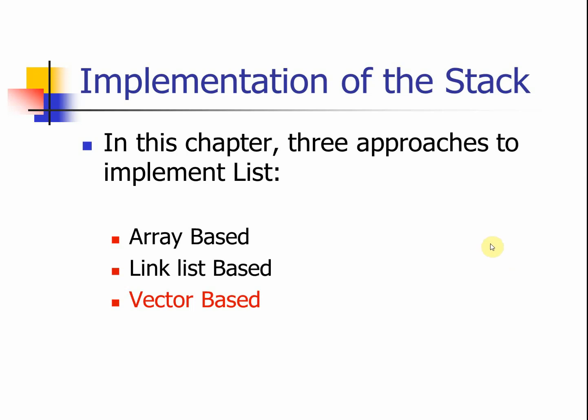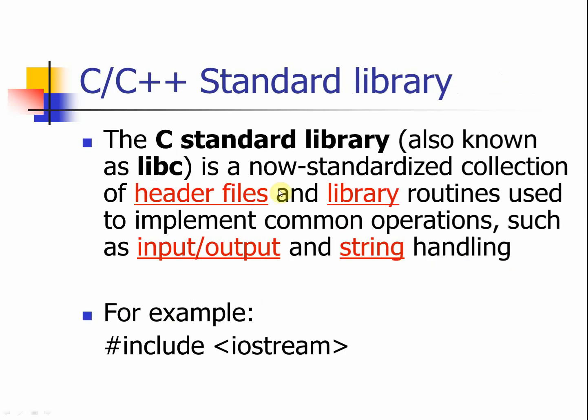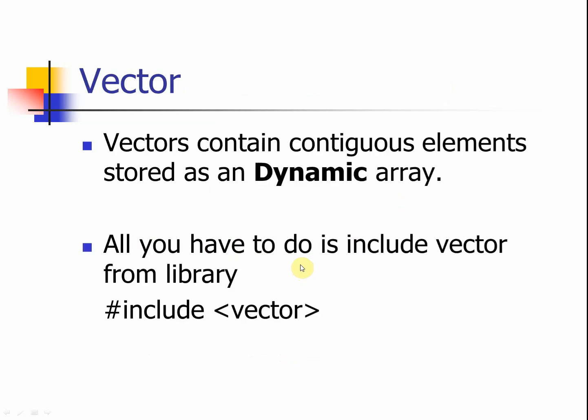Finally, let us take a look at the vector-based implementation for the stack. To talk about the vector implementation, you need to understand the standard library. As you have seen in your programs, you call the library iostream all the time in the beginning of your program, so that all of the functions provided in iostream are available for you. Therefore, you are able to use cin, cout, endl, those kinds of things. It is the same thing for us to use the vector.